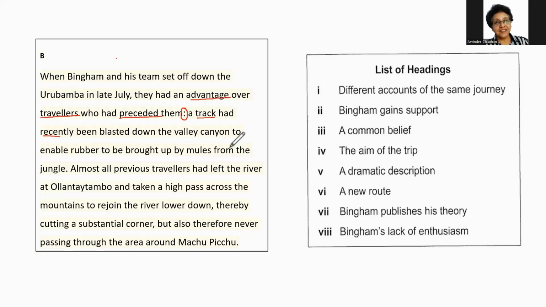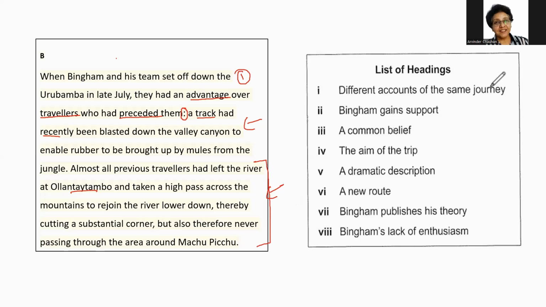A new track had been created. Now, almost all previous travelers had left the river at this place and taken a high pass across. Okay, so here they are talking about which path or which track the earlier people had taken, right? So this paragraph is talking about when Bingham started his journey. Okay, this one, he had an advantage. This was the advantage, that the new path had been created. And this is talking about the path that all the previous travelers had taken. So 3 things here. Let's look at what goes here.